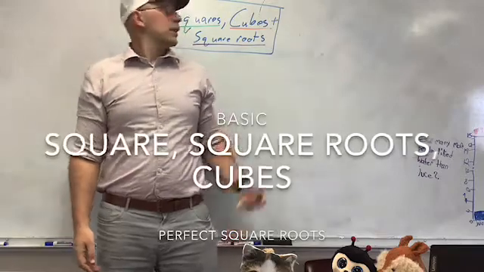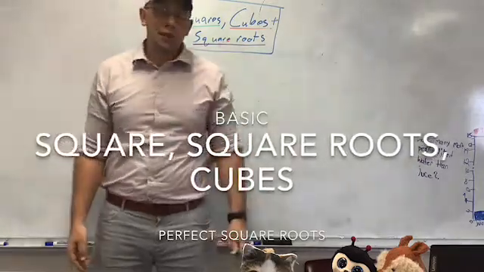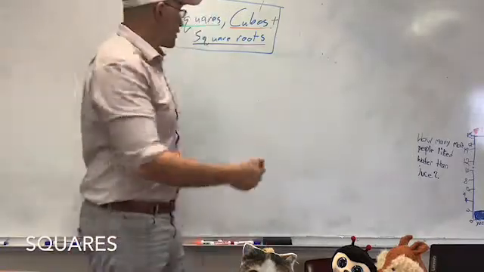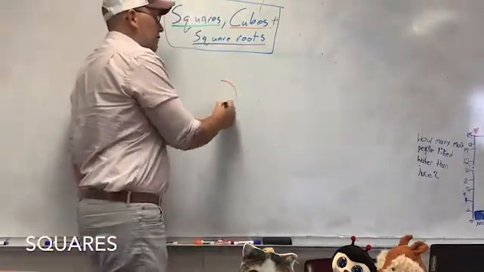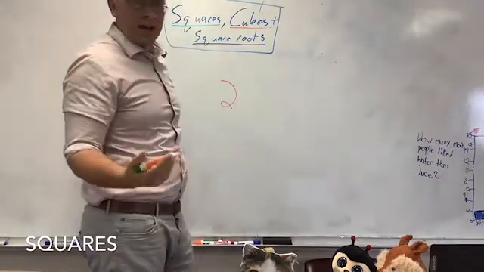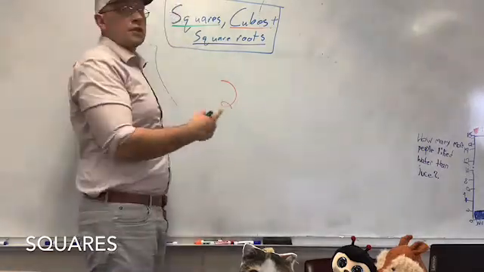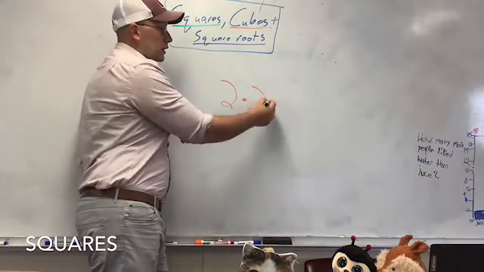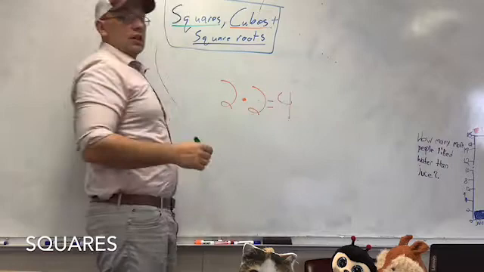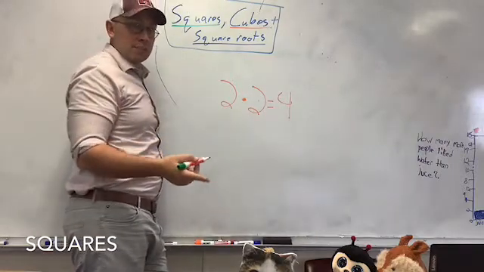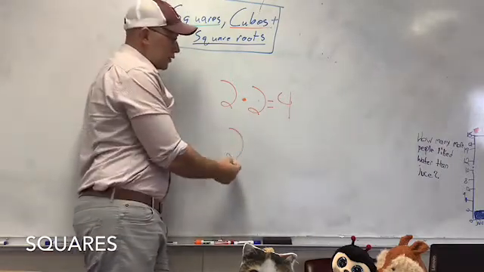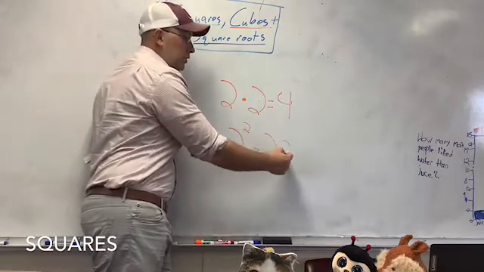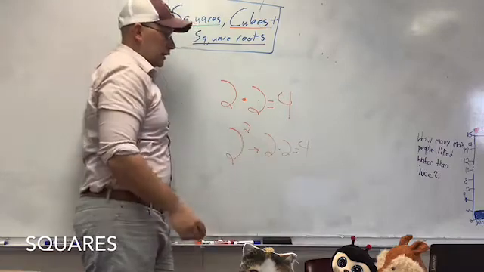Hello, today we're going to talk about squares, cubes, and square roots. Alright, first, squares. When I say I'm going to square something, that means I'm going to multiply it by itself. So if I square 2, I'll do 2 times 2, which gives me 4. The other way to write this is with an exponent. So if I say 2 squared, that's the same way of saying 2 times 2, which equals 4.